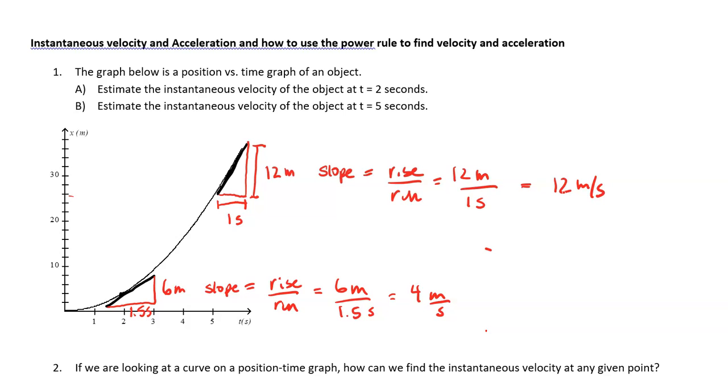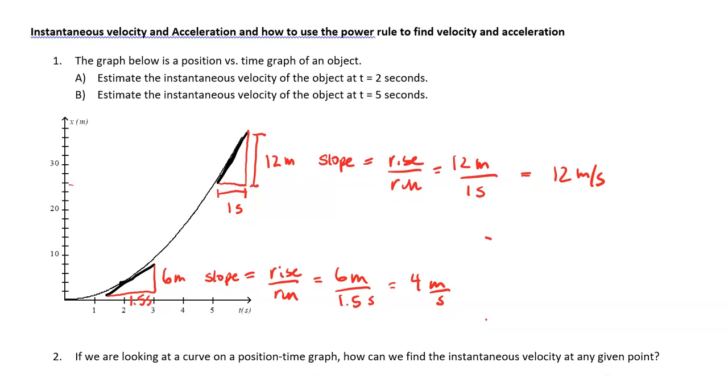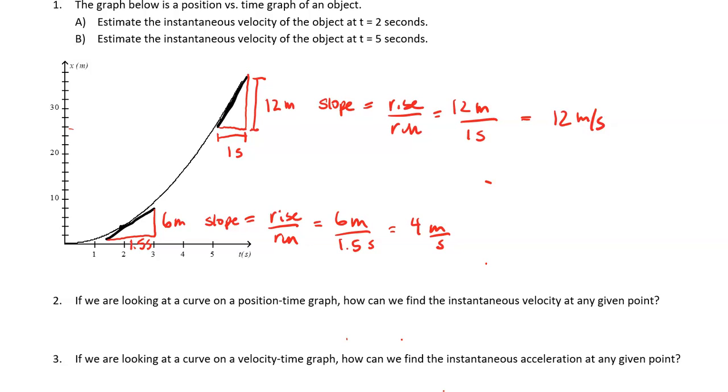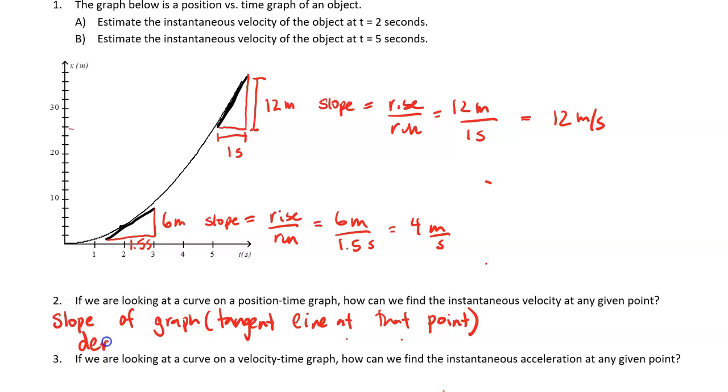Cool. Okay, so in general, let's look at these 2 questions I have below. If we're looking at a curve on a position versus time graph, for instantaneous velocity we would need to find the slope of the graph, which again means drawing a tangent line at that point. In calculus, the slope of the graph is called the derivative. So we would find the derivative at that point, and the derivative is the slope of the tangent line at that point.